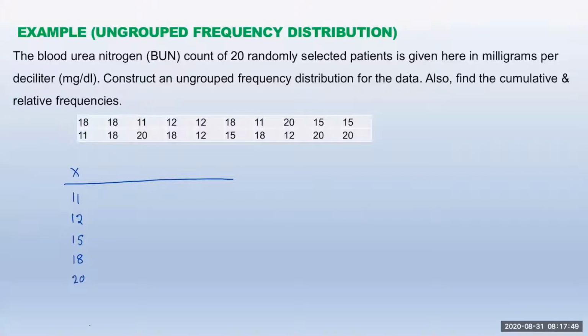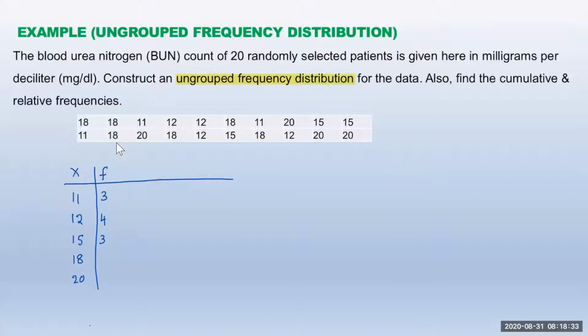Now we are constructing the ungrouped frequency distribution. So we list the data value, and now we are going to write the frequency. We are going to count how many 11 are there. Here is 1, here is 2, here is 3. There are 3 elevens. How many 12 are there? Let's count. 1, 2, 3, 4. Yes, there are 4 of them. Now we have to count 15. How many are there? Here is 1, 2, 3. 3 of them.